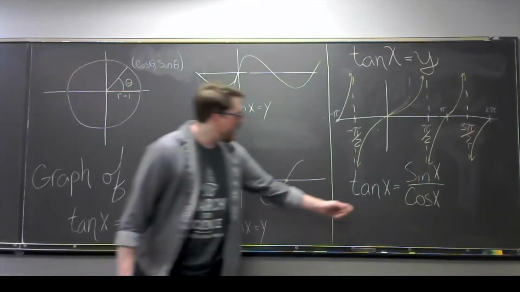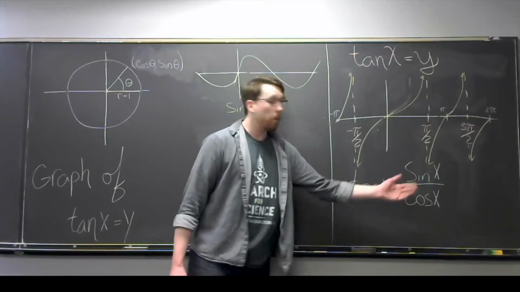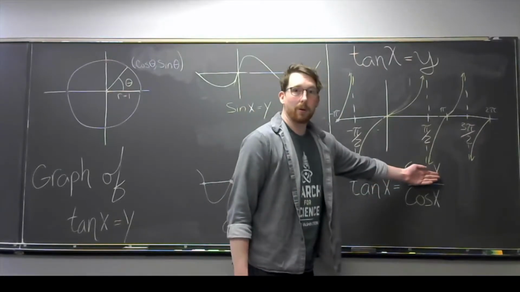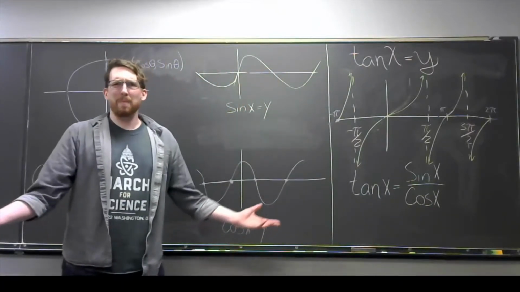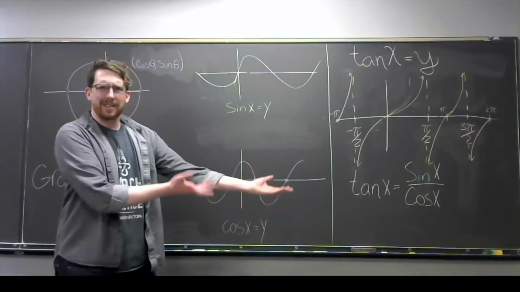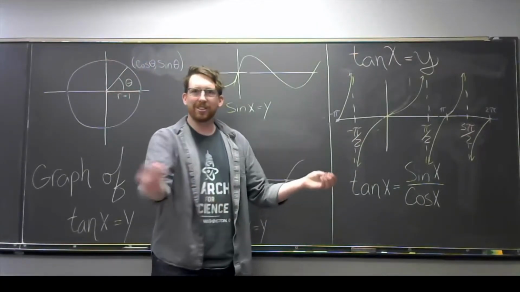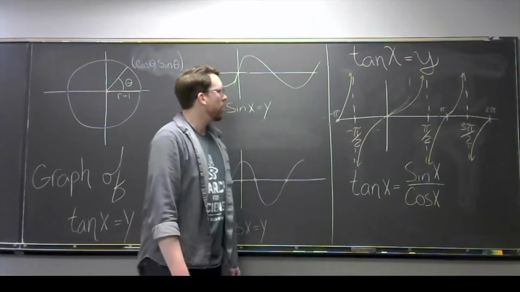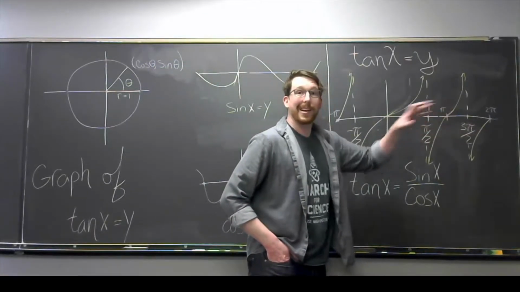So again, because tangent of x is equal to sine of x over cosine of x, what we've got is 0 divided by a number. That's 0. A fraction of 0 is still 0. So every time we have a multiple of pi, tangent's going to be 0.